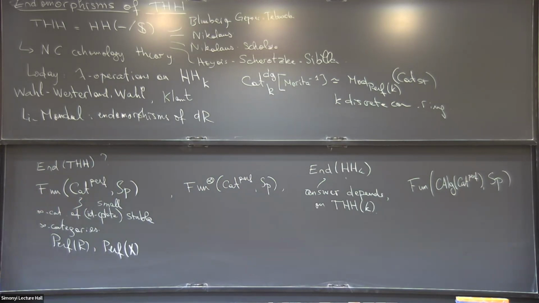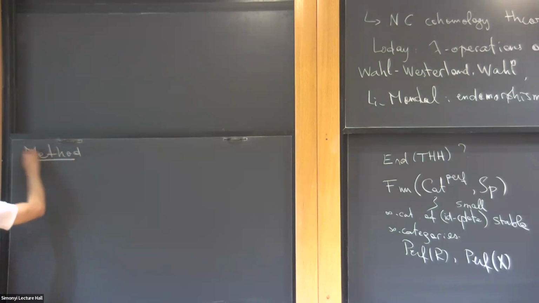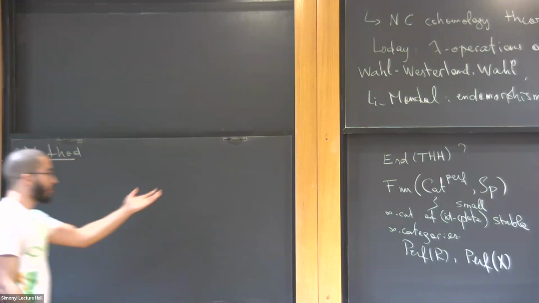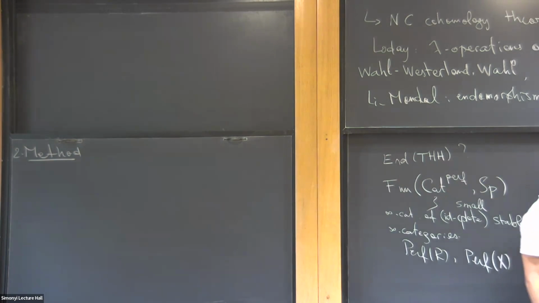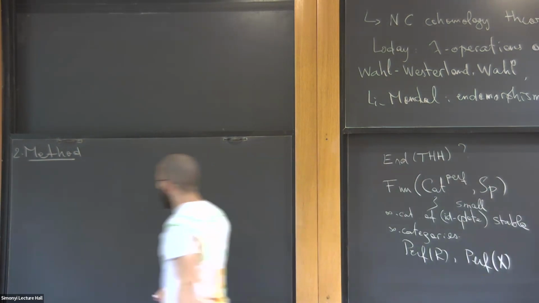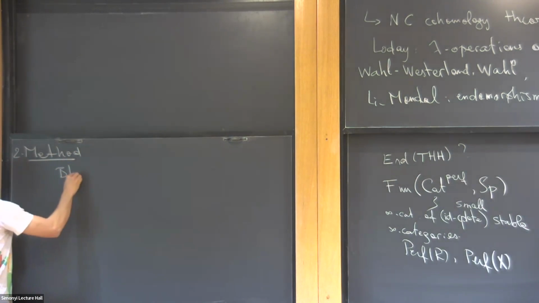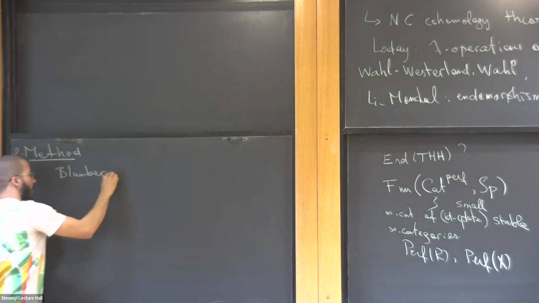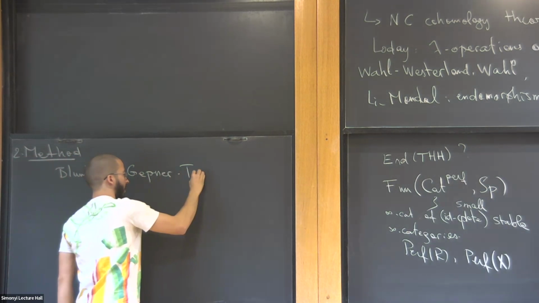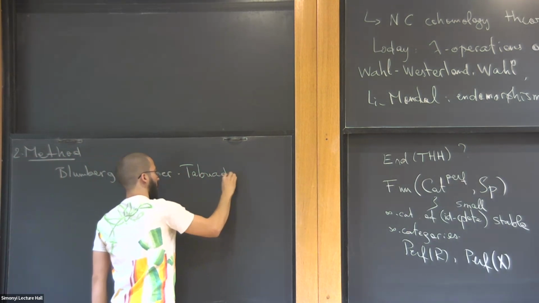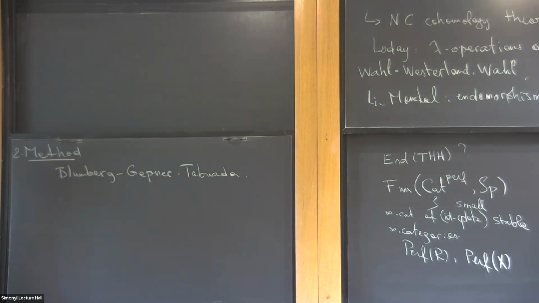Okay, so maybe the method. So what's the method? How do you compute? How do you even approach such a question? Well, the answer comes from this Blumberg, Gepner, and Tabuada paper. These three authors explain to us how to understand K-theory. I guess morally the idea goes back a while, but they explain to us that K-theory has some kind of universal property.